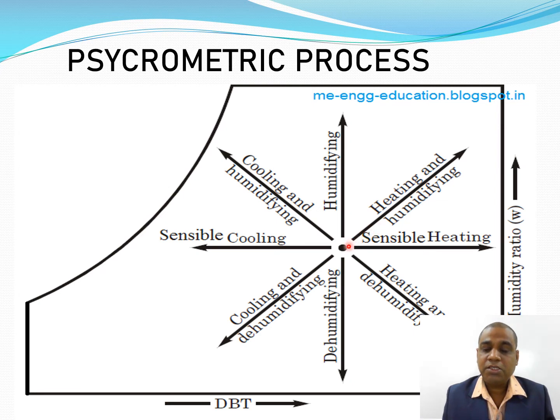The process is known as heating and humidifying. The initial stage dry bulb temperature is less than the final stage. Also, the humidity ratio is increasing from the initial stage to the final stage. So it is also humidifying. So, heating and humidifying the air.